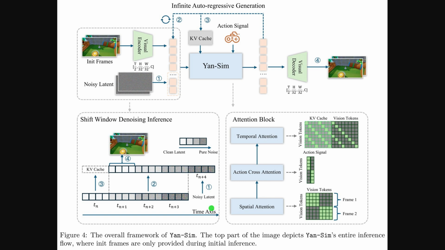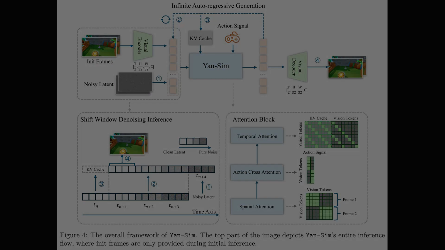Building on that, the lower left panel illustrates shift window denoising, where cache keys slide forward across time to cut latency. Finally, the right panel breaks down attention: spatial attention, action cross-attention, and causal temporal attention.